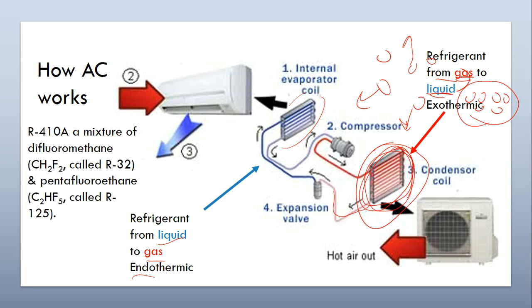And just as more trivia, what they use in air conditioners right now is called R-410A, which is difluoromethane, meth meaning one carbon, and difluoro, so there's two fluorines and one carbon. And they also have pentafluoroethane, pentafluoro meaning 5 fluorines, and ethane means 2 carbons. So that is what they've determined will not hurt the ozone layer right now.